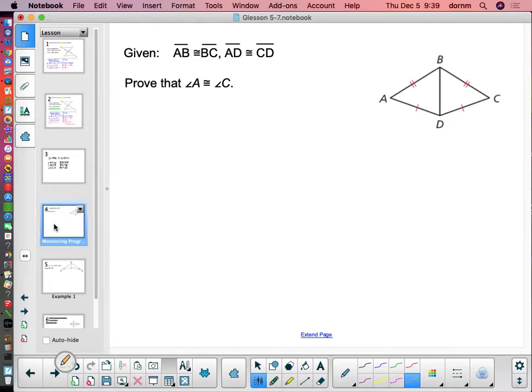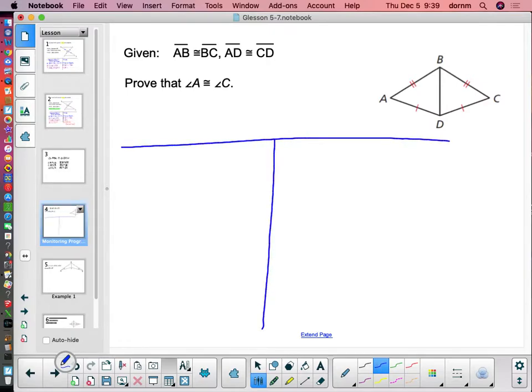Let's look at another one. We're going to do this one together. I think you're going to find this one pretty straightforward. Even easier than the last one. All right. We're given two things which are very easy and very obvious. So we're just going to write those down right away. AB is congruent to BC, and AD is congruent to CD. And that's given.